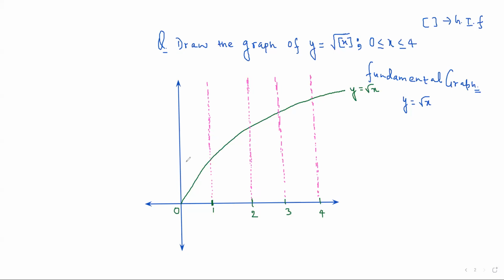This is the value of x. So the corresponding value is what? Under root of 1 is 1. The next corresponding value is root 2. This is root 3. And this will be root 4, which is effectively 2.